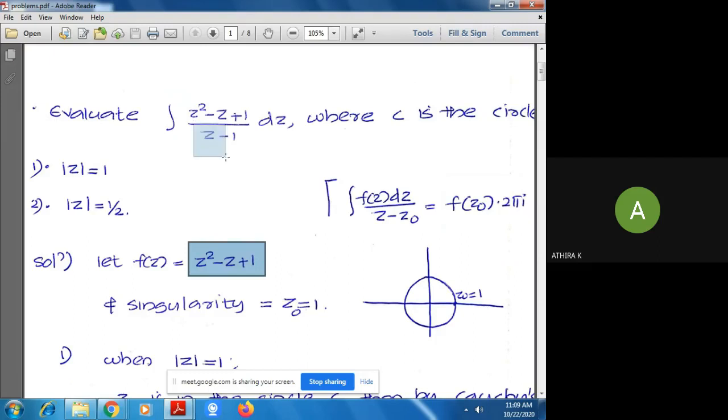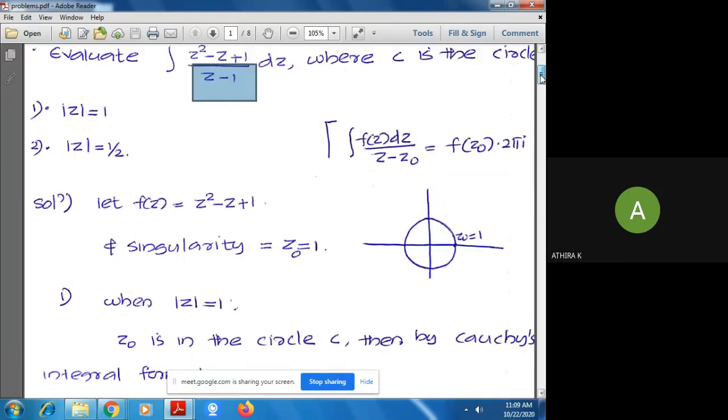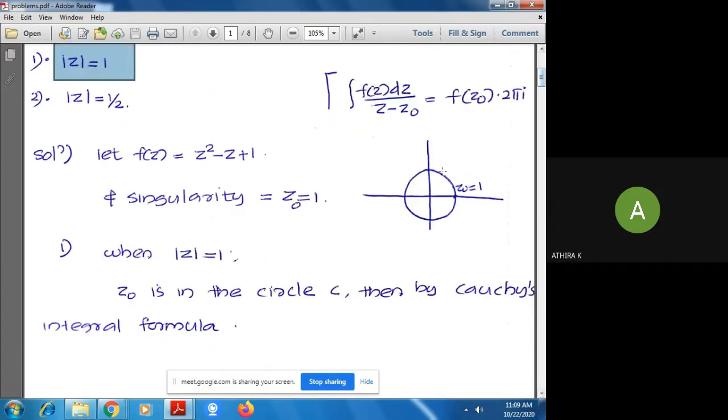And the singularity z minus 1 is equal to 0 implies z is equal to 1. So here the singularity z naught is equal to 1. Now first check whether the singularity z naught is equal to 1 lies inside or outside the given circle mod z is equal to 1. We know that z naught equal to 1 lies on the circle mod z is equal to 1. So there exists a value of f of z naught.